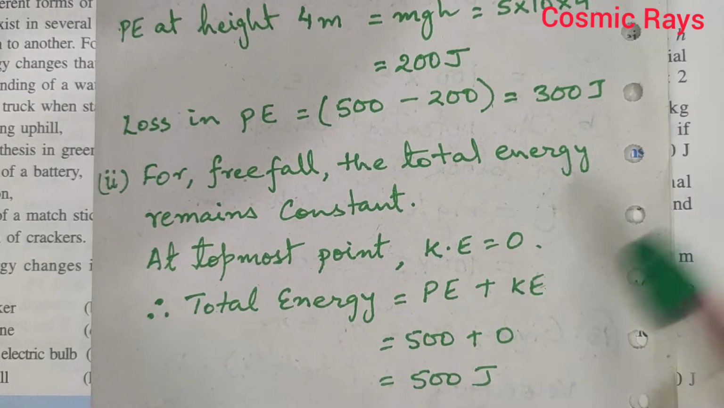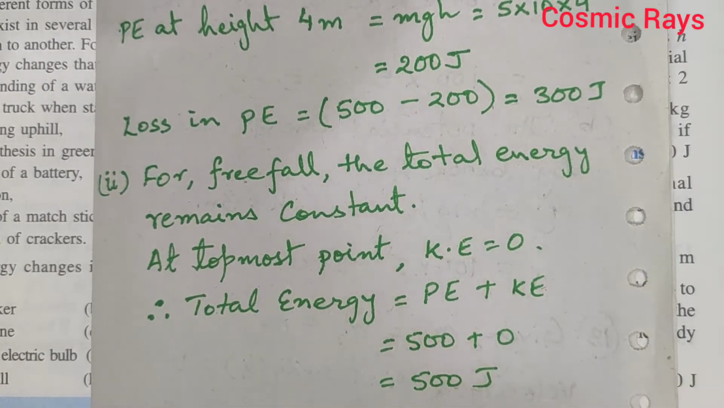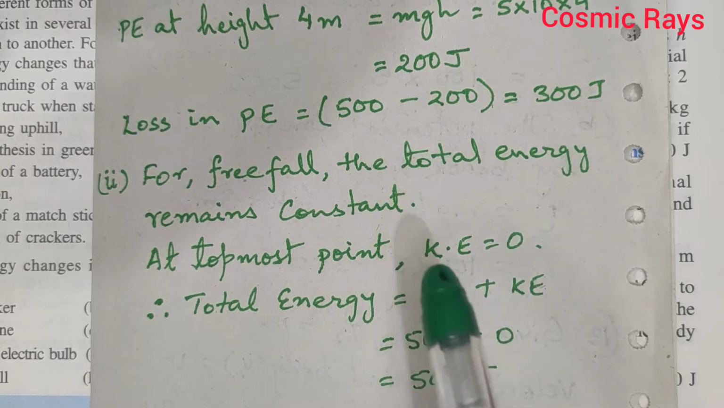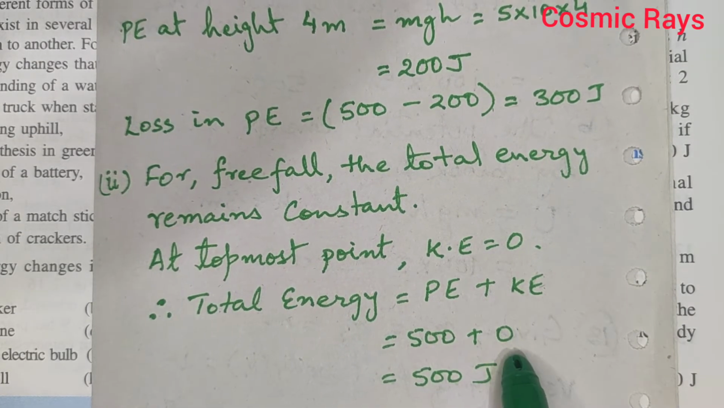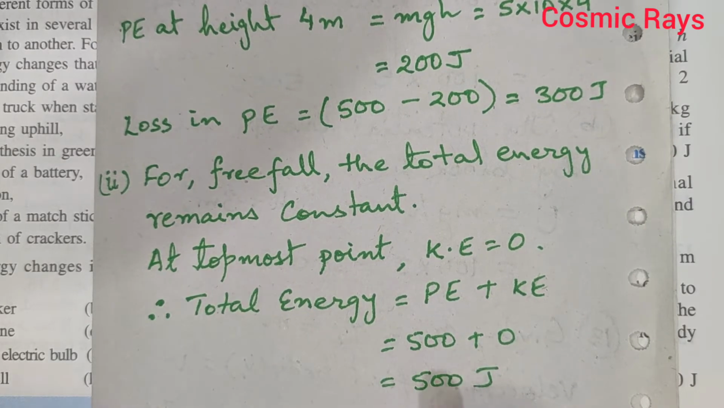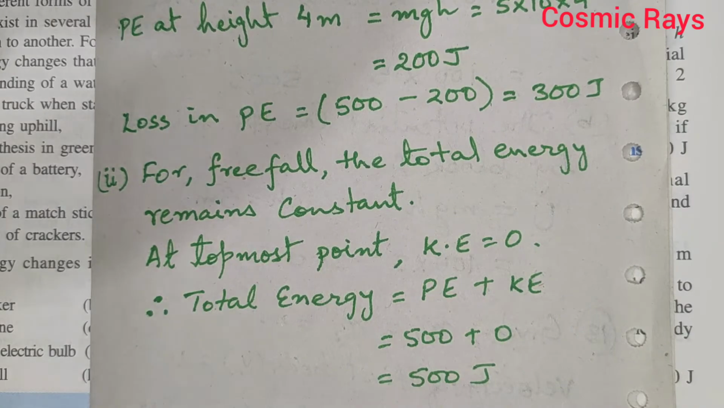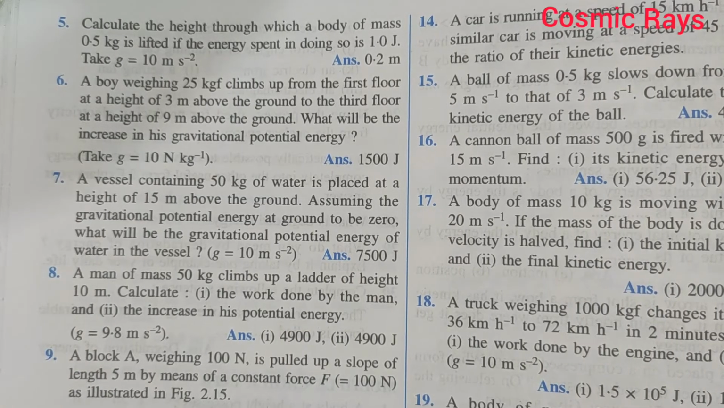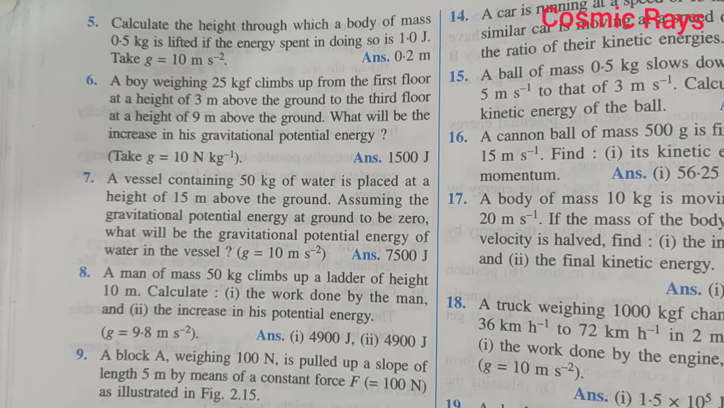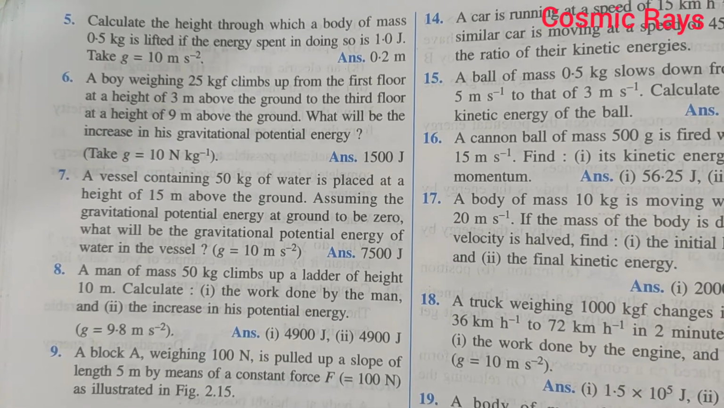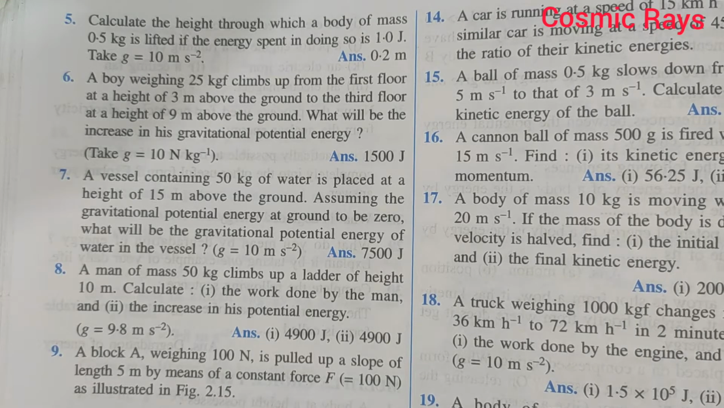So the highest point is this one at 10 meters. For that we have calculated the potential energy to be 500 and kinetic energy is 0. So the total energy is the potential energy only, and that is 500 joules. Now for question number 5, please use the formula U is equal to mgh, and using that formula you can find the value of h.